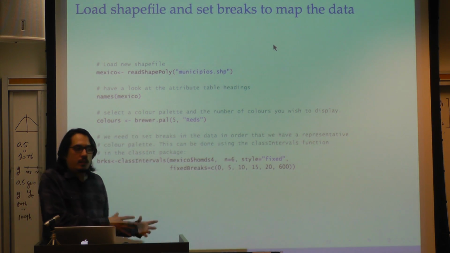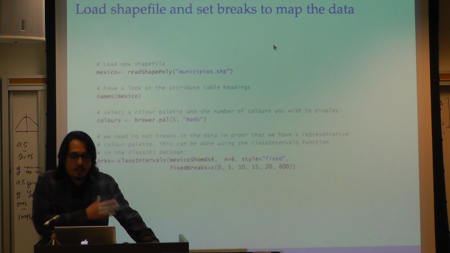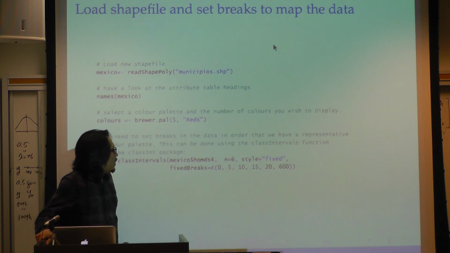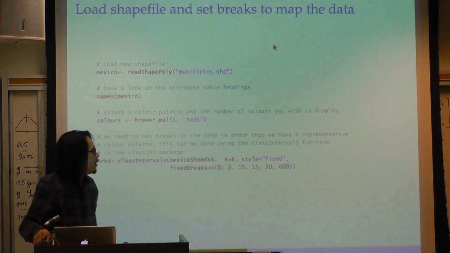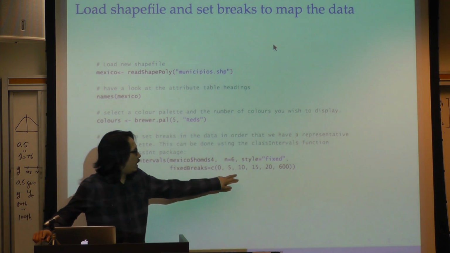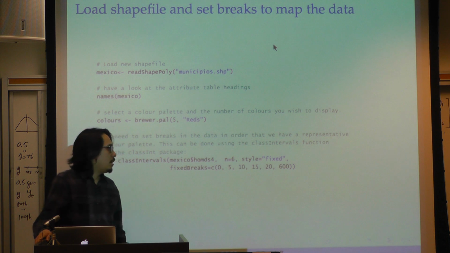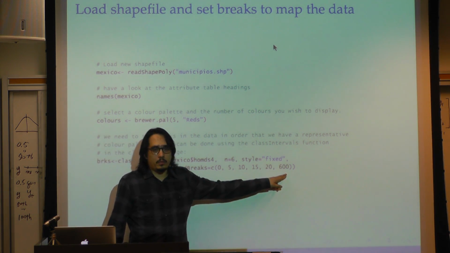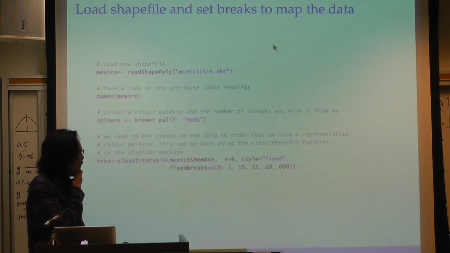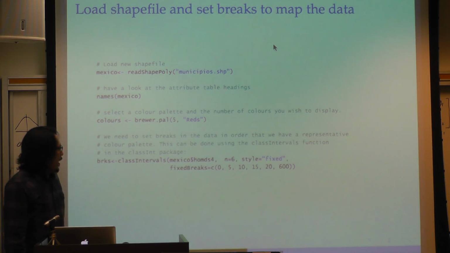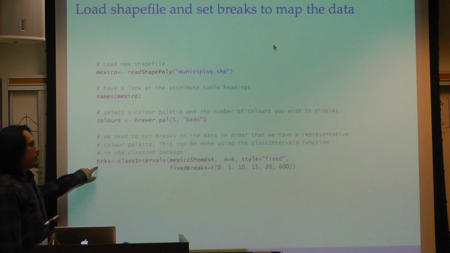Given the characteristics of this data, it was convenient for me to create these breaks from 0 to 5, 10, 15, 20, and there are municipalities in Mexico with 600 homicides per 100,000 people. And I'm going to store that as breaks.